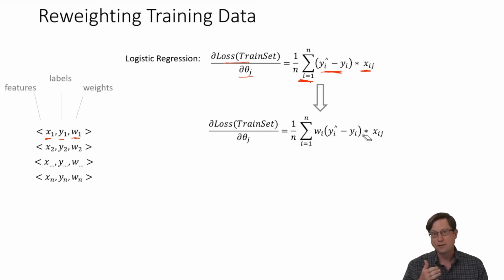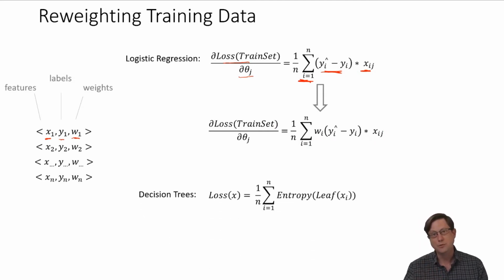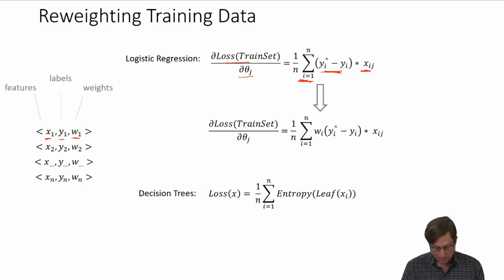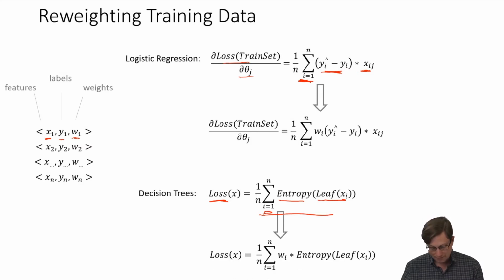But we're not going to do boosting with logistic regression. We're going to do boosting with trees. So remember, for trees, the loss we were using to decide which feature gave us the most information gain was defined roughly as this. For each sample, filter it to a leaf and calculate the entropy at that leaf and sum that up. Well, very similar trick. We just take that and we multiply for each sample. It contributes an amount of loss proportional to its weight.